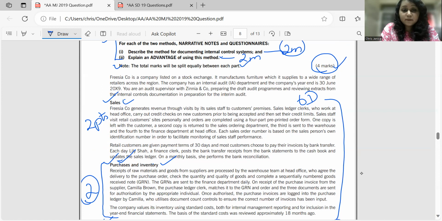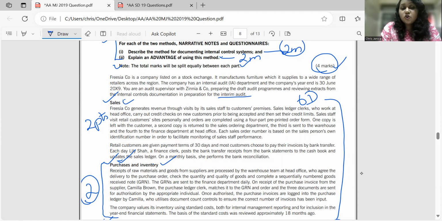Fresia's company is a company listed on a stock exchange. It manufactures furniture which it supplies to a wide range of retailers across the region. The company has an internal audit department and the company's year end is 30 June 2019. You are an audit supervisor with Xenia and Company, preparing the draft audit programs and reviewing extracts from the internal controls documentation in preparation for the interim audit.